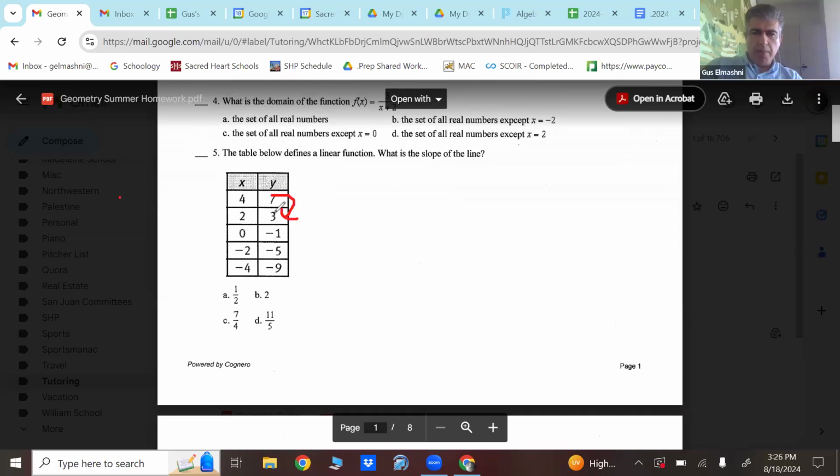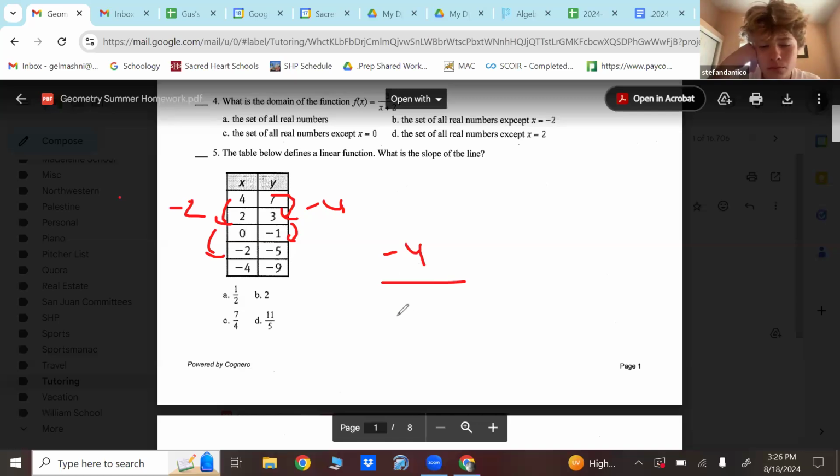So how much does Y go down by? 2. Well, no, you're going from 7 to 3. 4, yeah, it goes down by 4. And how much is X going down by? 2. Exactly. So slope is 2.